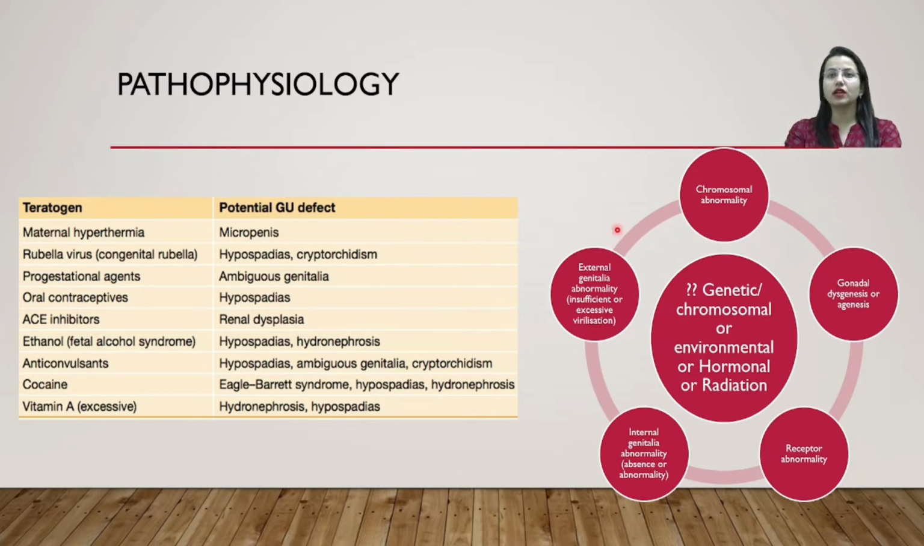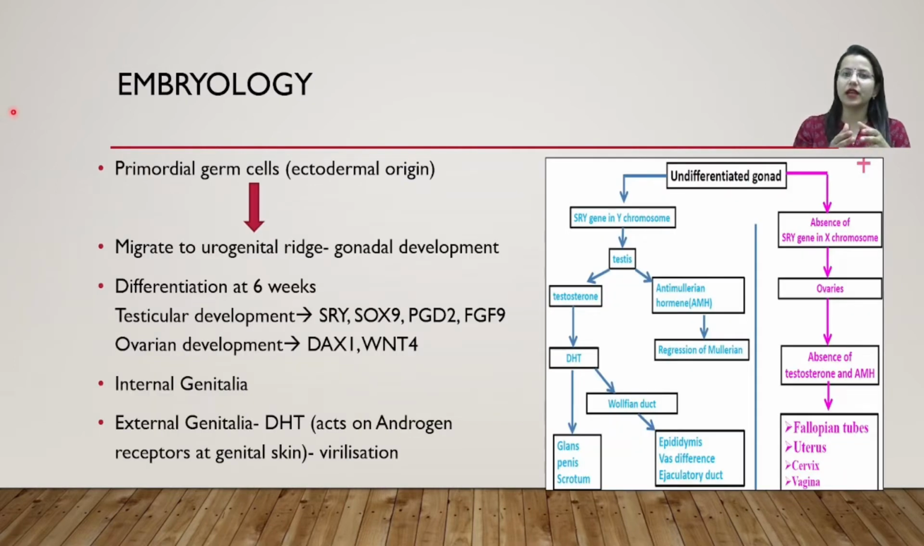So, overall, if you see from the previous slide, there can be an associated chromosomal anomaly, associated gonadal dysgenesis or agenesis, receptor anomaly, internal genitalia anomaly, or external genitalia anomaly. So together there can be various factors like genetic, chromosomal, environmental, hormonal, radiation, and so on. Just briefly discussing the embryology of the genital organs.